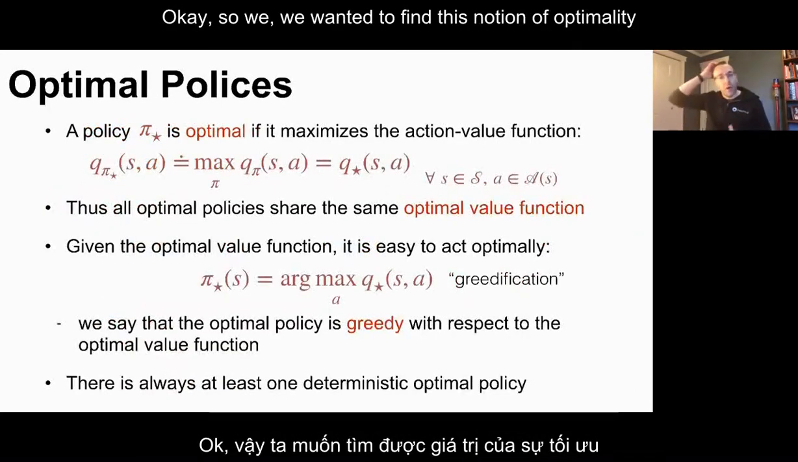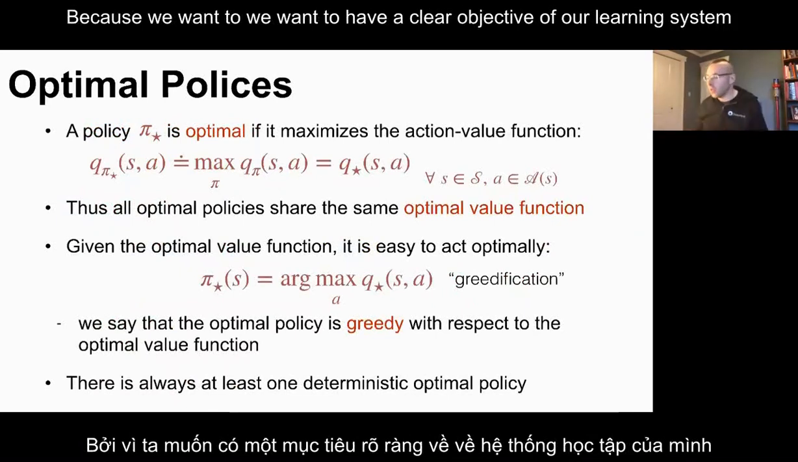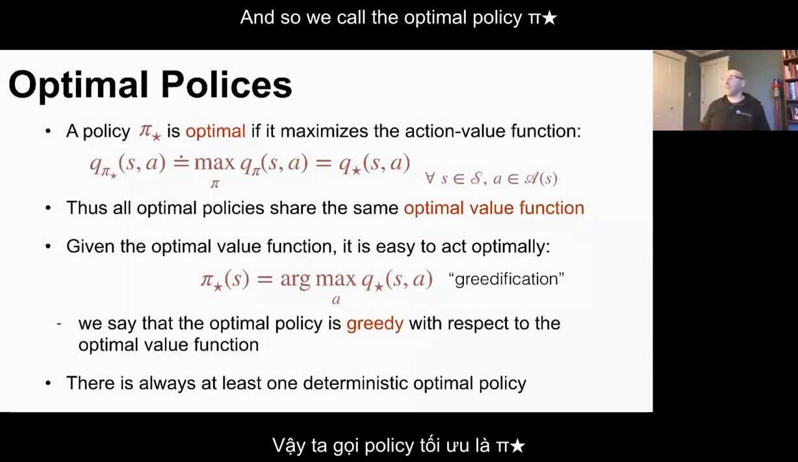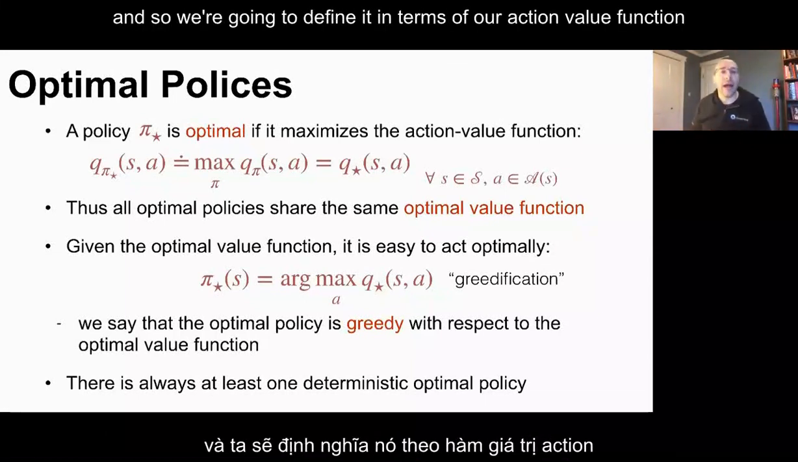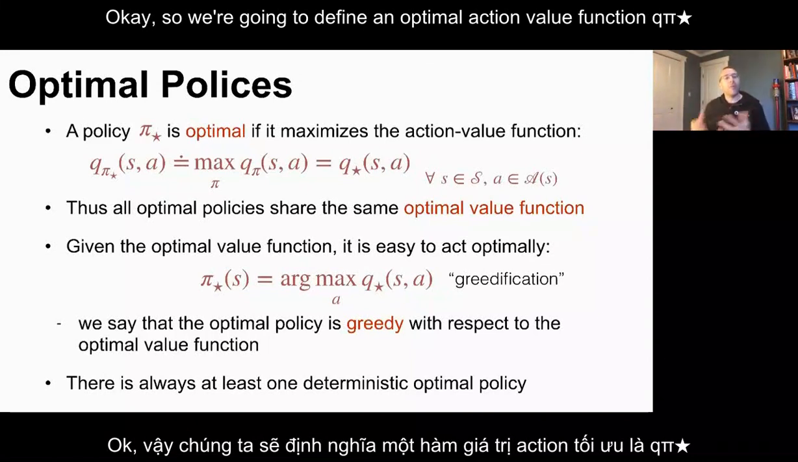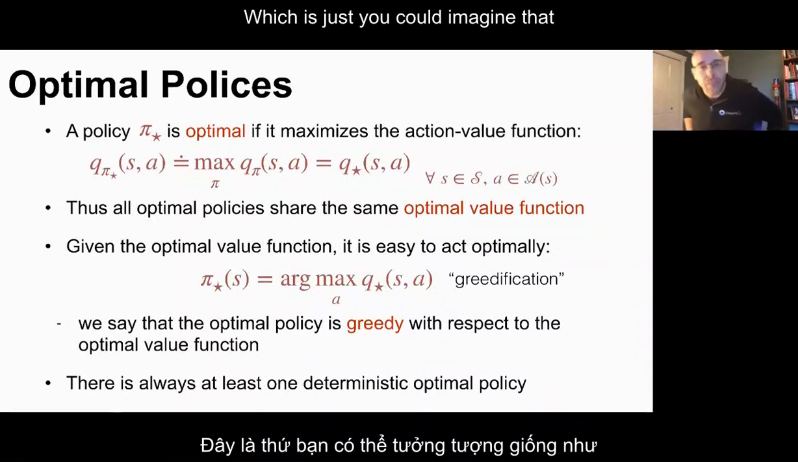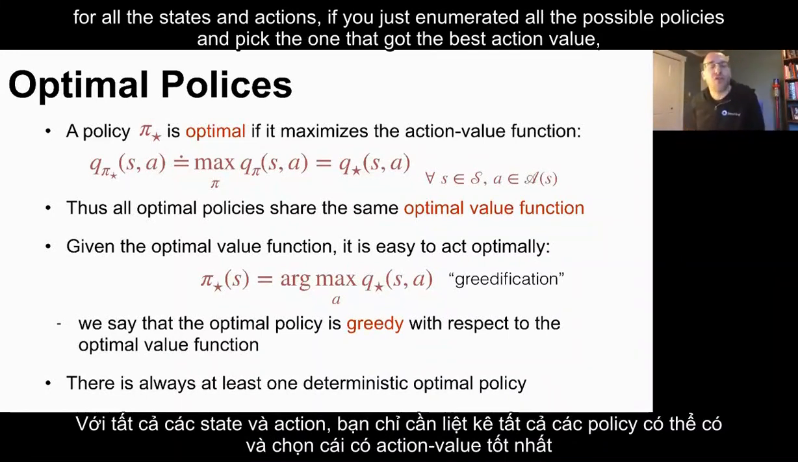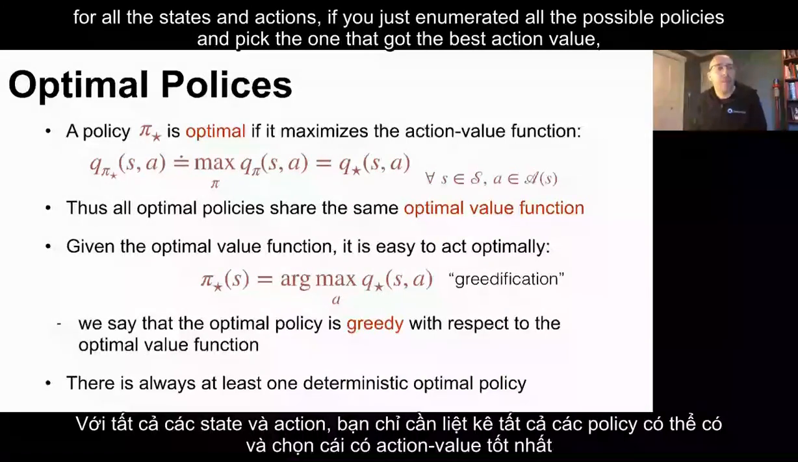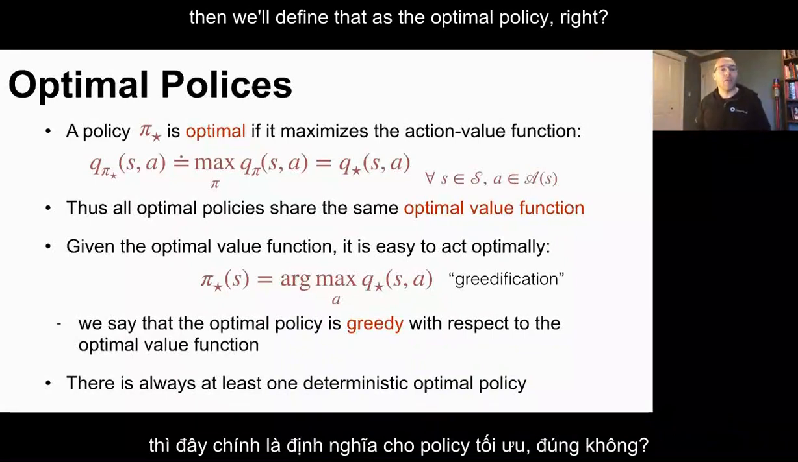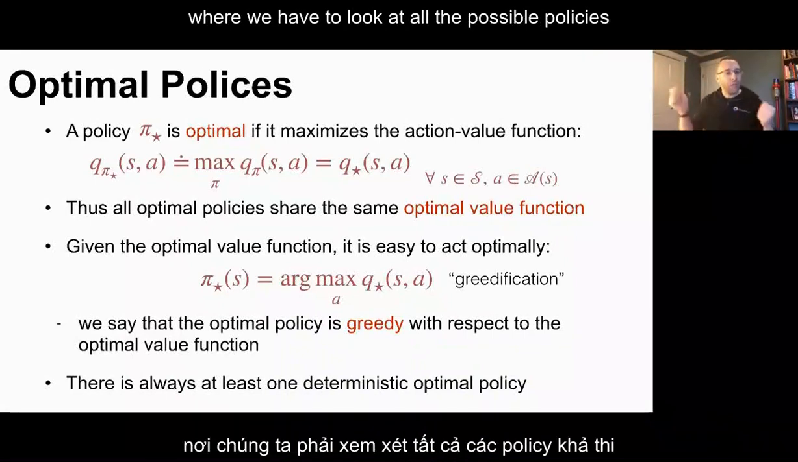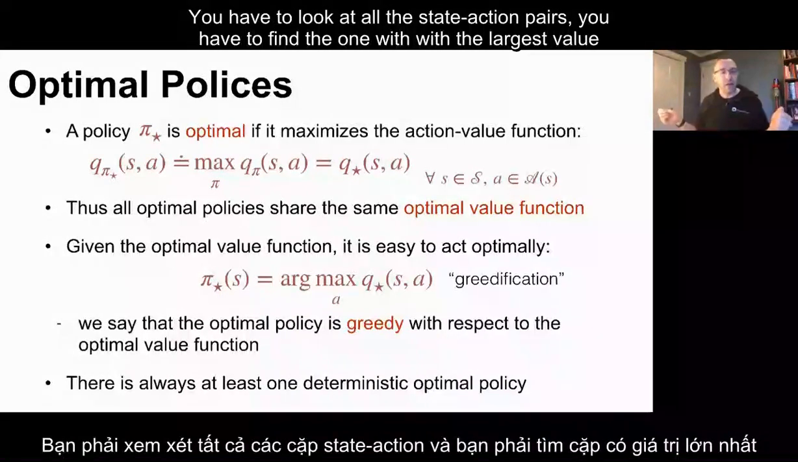Okay, so we want to define this notion of optimality because we want to have a clear objective of our learning system. And so we call the optimal policy pi star. And so we're going to define it in terms of our action value function. Okay, so we're going to define an optimal action value function Q of pi star, which is just, you can imagine that for all the states and actions, if you just enumerated all the possible policies and picked the one that got the best action value, then we'll define that as the optimal policy, right? So there's this enumeration game where we have to look at all the possible policies, we have to look at all the state action pairs, and we have to find the one with the largest value.